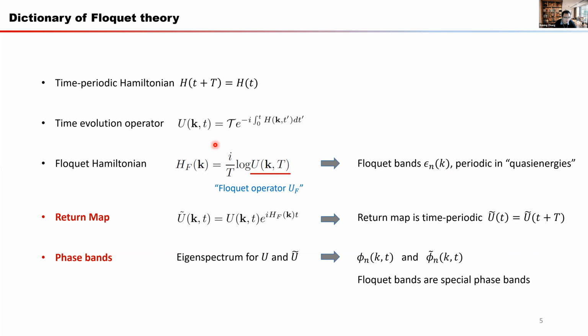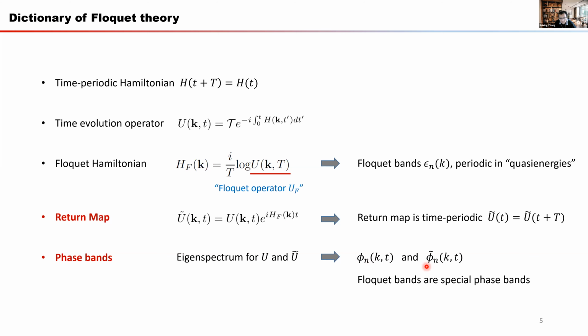So it is really convenient to define something called a return map operator, which is simply a periodized time evolution operator. And another concept that I want to introduce, which is probably not quite familiar in the community, is something called a phase band. This is simply the eigenspectrum of the time evolution operator, as well as for the return map. You can define this phase band for both. And by the way, this return map is time periodic, but it contains the same evolution information as the time evolution operator.